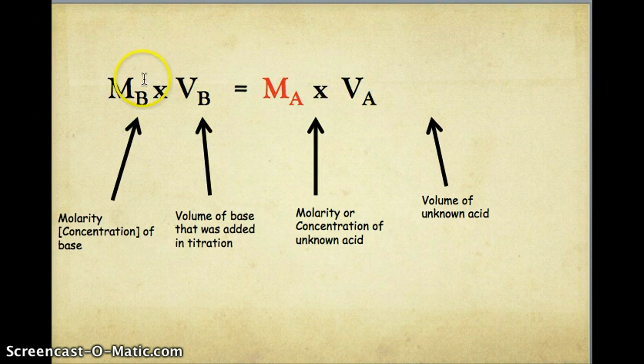You could also flip this. This could be MA, VA is equal to MB, VB. So they're the same. This is in moles per liter. This is in liters. This is in moles per liter. This is in liters. So volume is only liters. Molarity is in moles per liter.